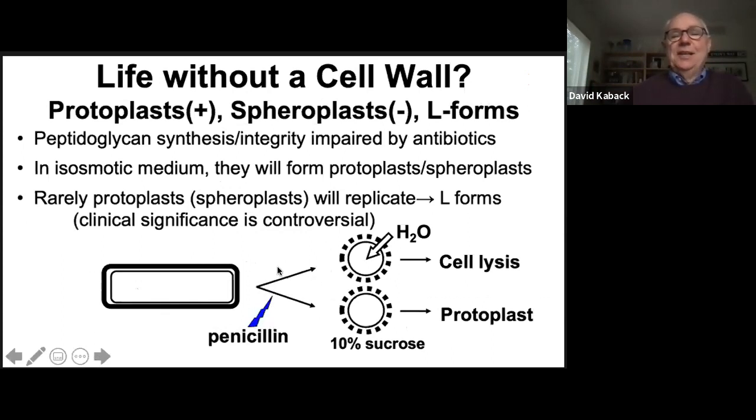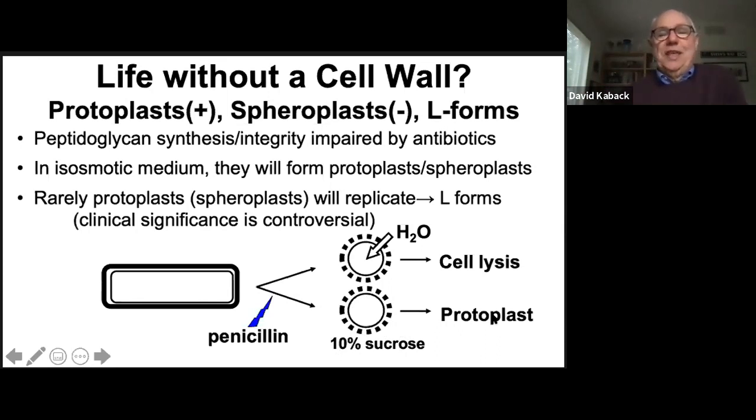And that cell becomes osmotically sensitive, so that if you put that cell in hypotonic media, that cell will lyse. On the other hand, if you stabilize the cell and put it in isotonic media so it won't swell up and lyse, that cell will actually be capable of growing, and that's called a spheroplast or a protoplast. Not terribly important.